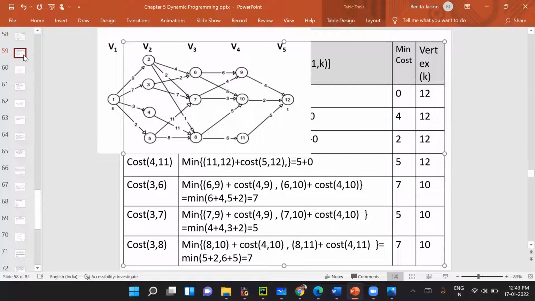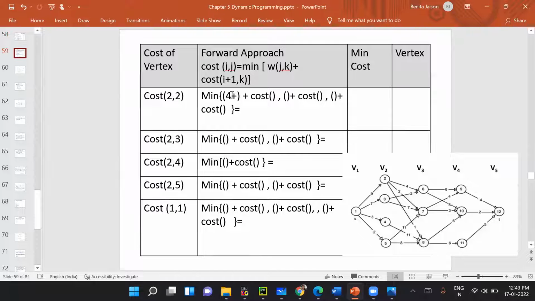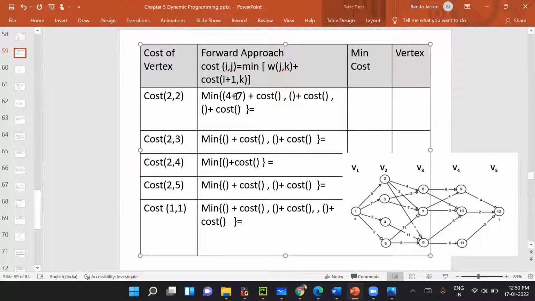Got it? We are using that same cost over here because the edge which is starting from vertex 2 is moving towards vertex 6. So we should add the cost of the edge and the cost of the node. Cost of the edge is 4. What is the node weight? It is 7.